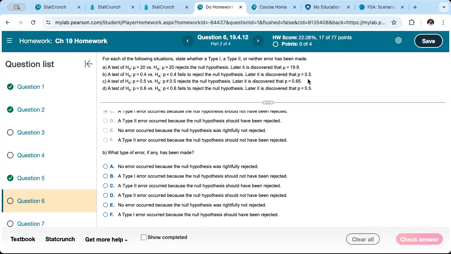That is what it means. Is that okay? So later they discovered that P is equal to 0.5. Now tell me, did they make a mistake or no? Anybody want to try? Do you want me to mention names?